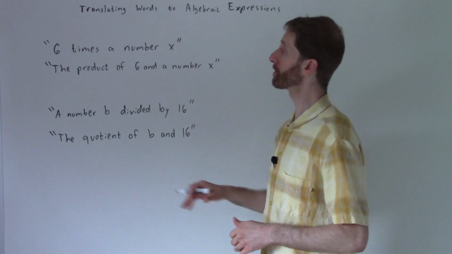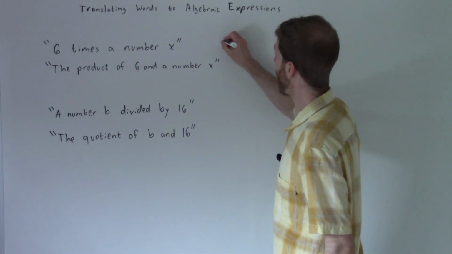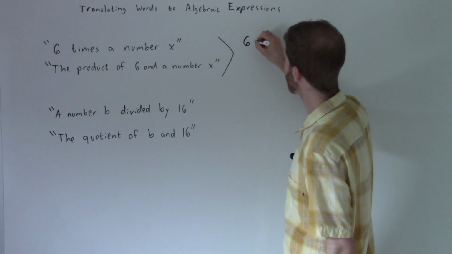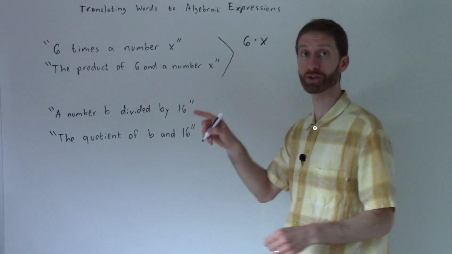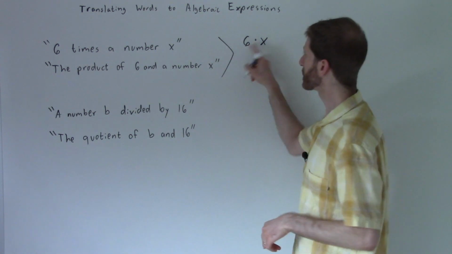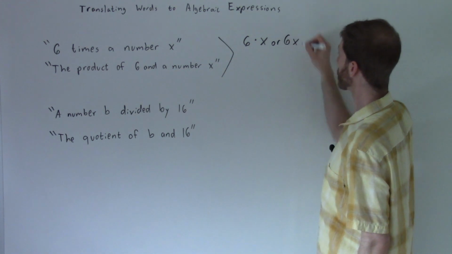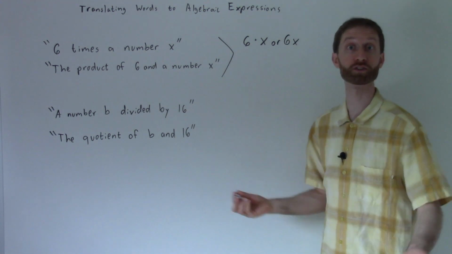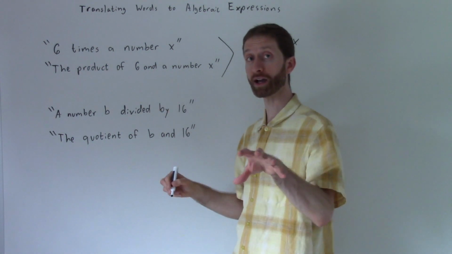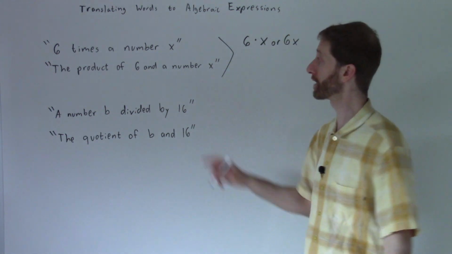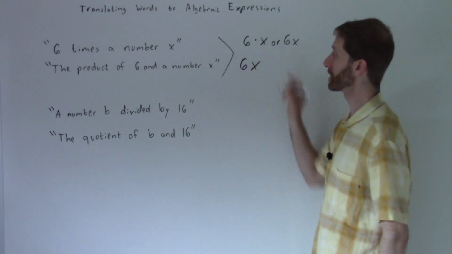Now continuing on by translating some expressions that involve multiplication and division. In this piece right here, we've got 6 times a number x. How do we write that out? Well, we can write that out as 6 times x with a dot for multiplication. We no longer use the x symbol because if we do, it looks like you're doing 6 x x. Or you could write it as 6 with an x right next to the 6. That also means multiplication. This says the product of 6 and a number x. Product is another way of communicating multiply. So multiply 6 and x. Again, we could write the same expression, either way.